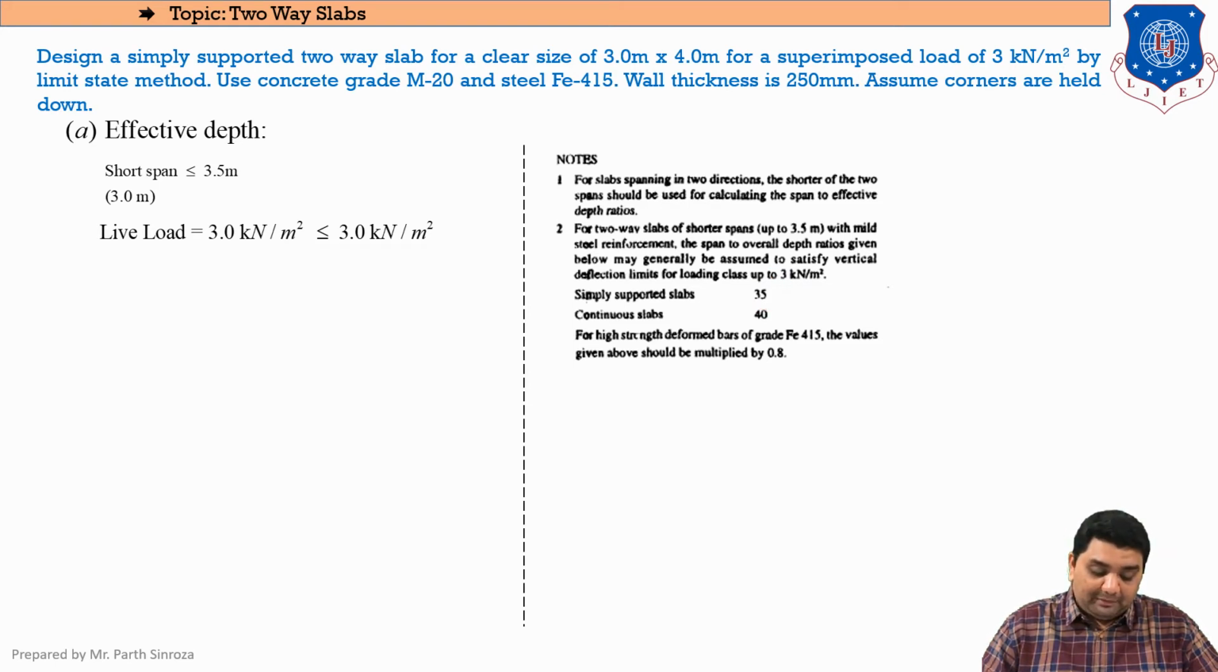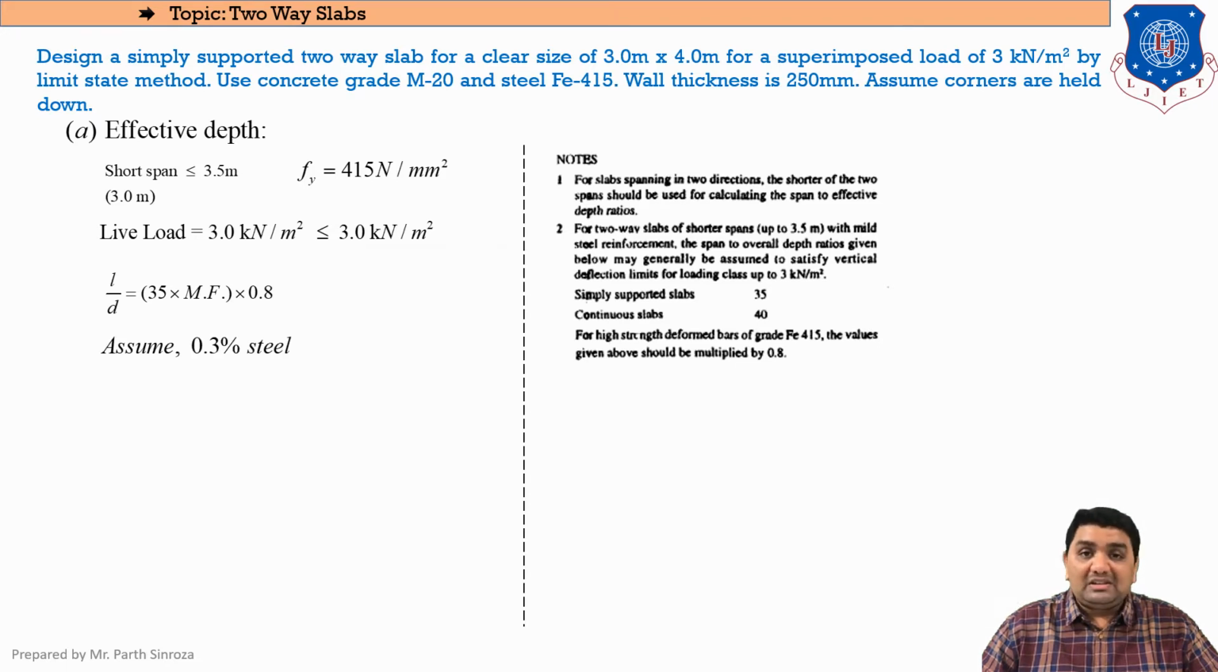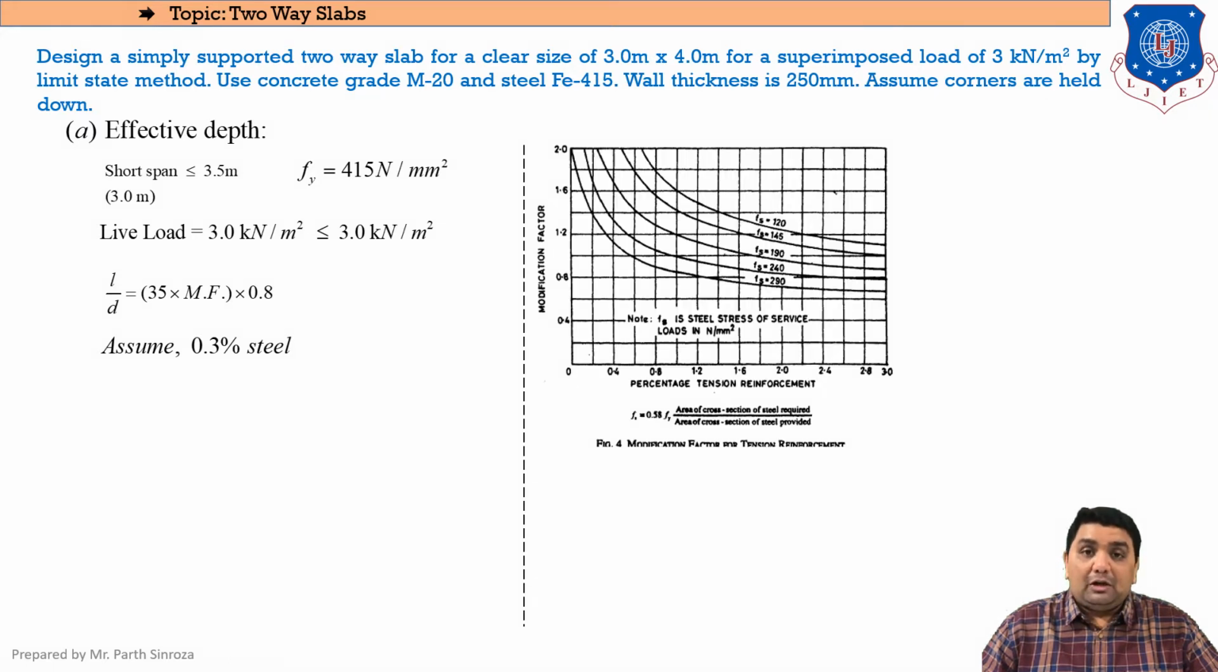The thing to be kept in mind is that for HYSD bars, these values are to be multiplied by 0.8. So for Fy equal to 415, the final equation comes out to be L by D equal to 35 into MF into 0.8. Our next step will be to find PT, and as we are designing, we will always assume PT to be 0.3 in the case of two-way slab and 0.6 in the case of one-way slab. So assuming PT to be 0.3%, from figure 4 on page number 38 of our IS code, we calculate the value of MF, and MF in this case comes out to be 1.5.